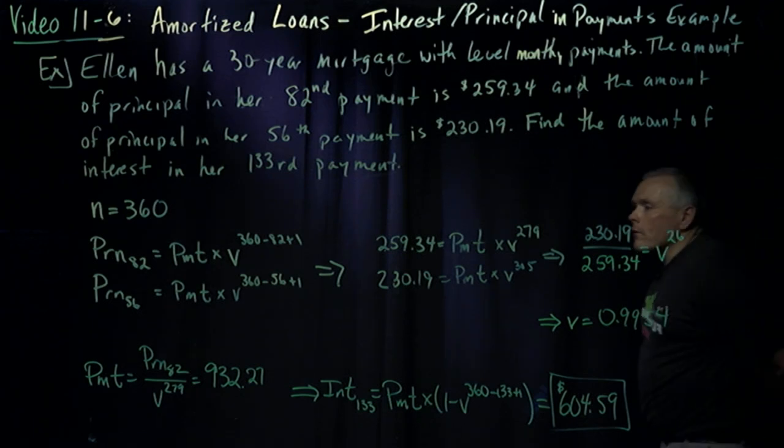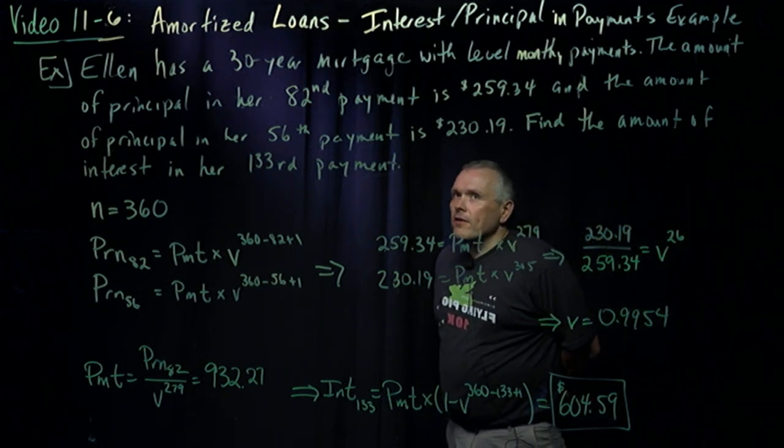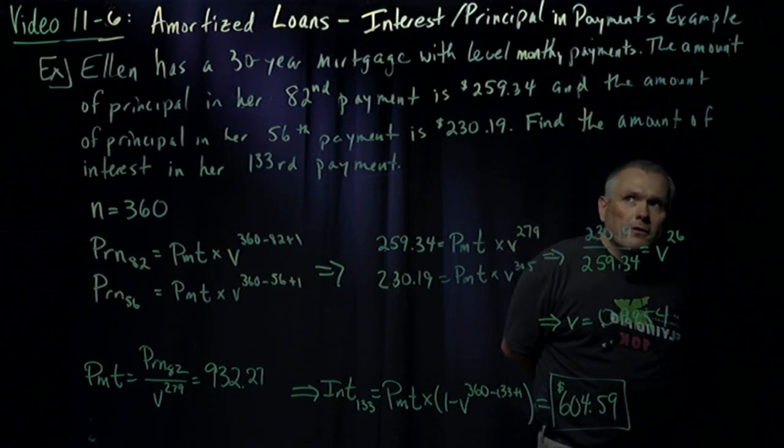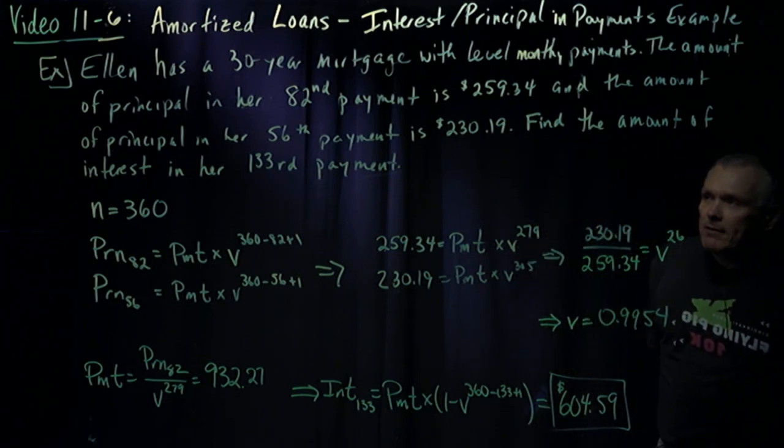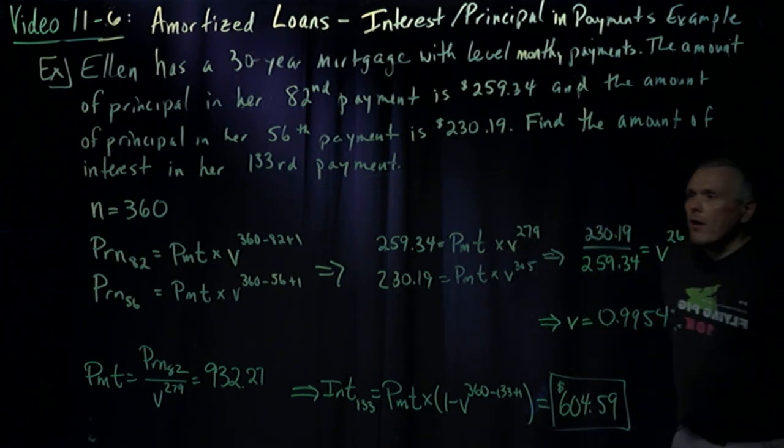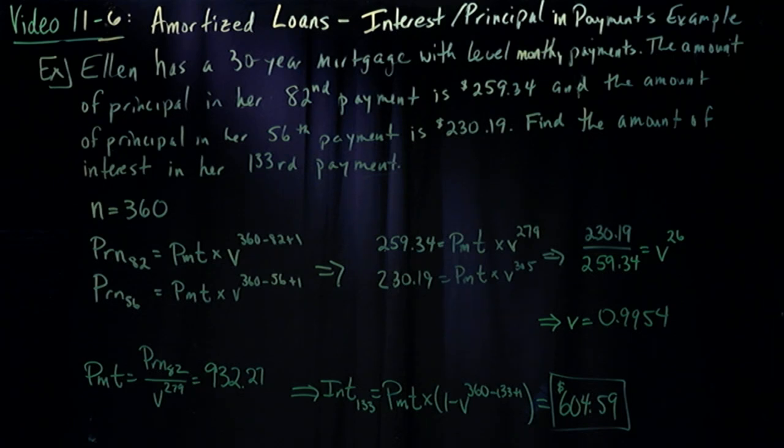All right. In this video, we're going to build off what we talked about in the last video and look at the amount of interest and/or principal in a particular payment for an amortized loan. I'll step off and let you write down the example before we talk about it.